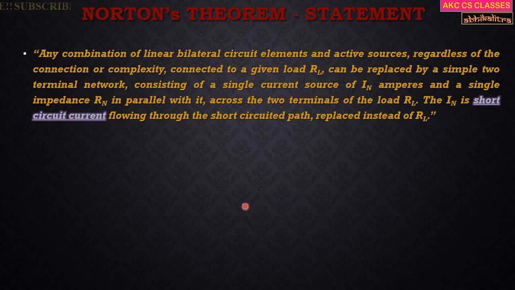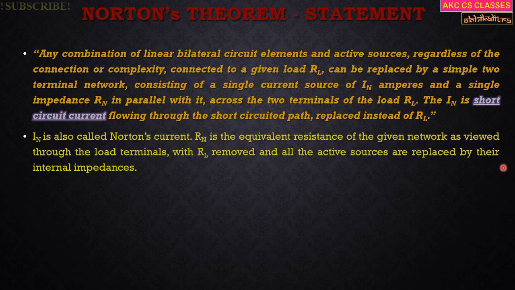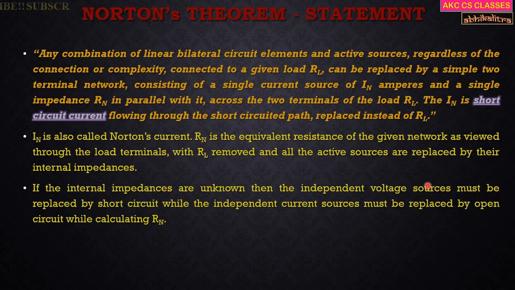In this slide, we are trying to find the similarities between the two theorems, Norton's theorem and Thevenin's theorem. IN is also called the Norton's current, as I've already told, and RN is the equivalent resistance of the given network, viewed through the load terminals. While doing that, you have to keep in mind that we have to remove RL from the given circuit, and we have to replace all the voltage sources by their internal impedances. What if the internal impedances are not known? If the internal impedances are not known, then the independent voltage sources must be replaced by short circuit, while the independent current sources must be replaced by open circuit while calculating RN, right?